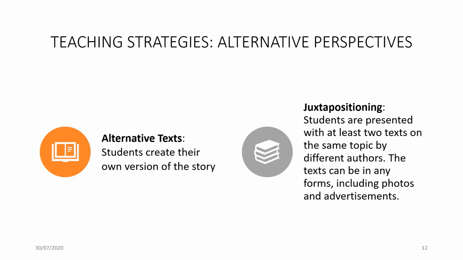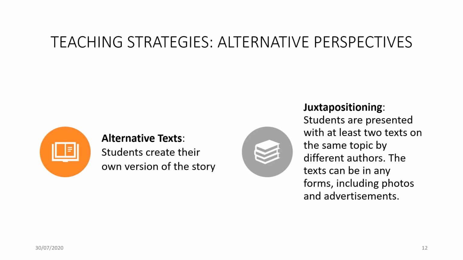In creating alternative texts, students can, for instance, read a fairy tale and then write an alternative version to the tale. In juxtapositioning, students are presented with at least two texts on the same topic by the same or different authors. The texts can be in any forms, including photos and advertisements.